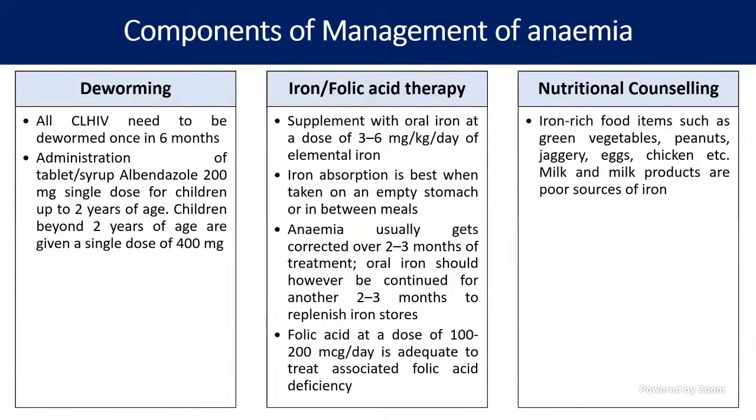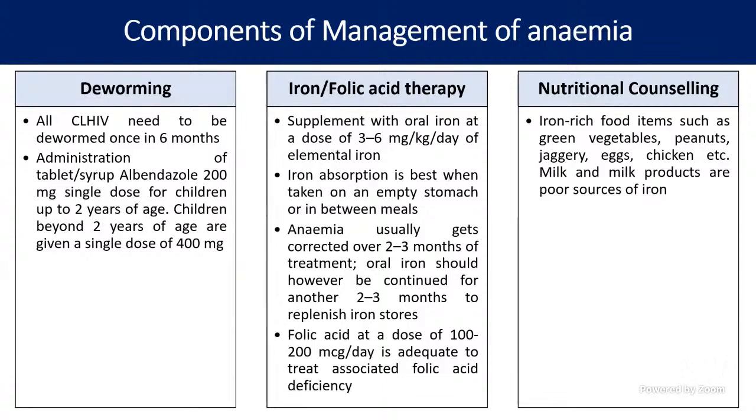Okay? Then we have to give folic acid also. How much? 100 to 200 micrograms per day we should give. This will prevent folic acid deficiency. But obviously, when you are treating all these things, we need to tell the mother about the diet also. So iron-rich foods we should know: green leafy vegetables, peanuts, jaggery. We should tell them about bellam chikki, or we call it a chikki, a good moongfali chikki. And some eggs, chicken, milk.